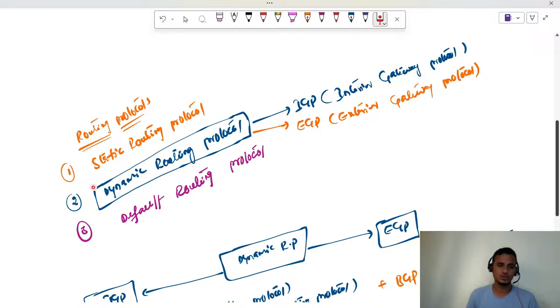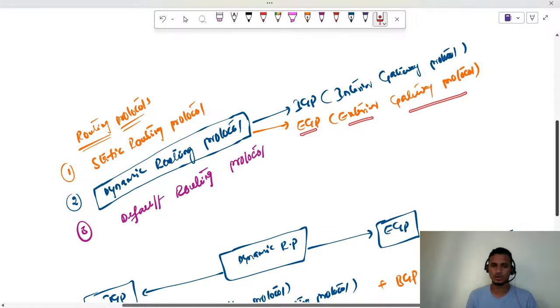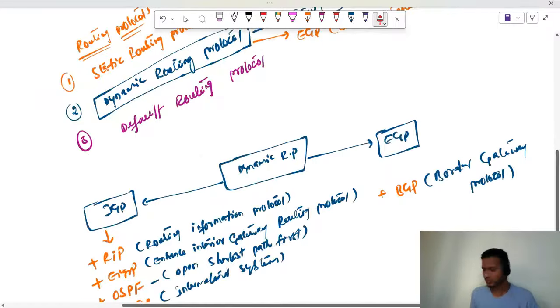Then again you need to take this point. The dynamic routing protocols are classified into two types: one is IGP and the other one is EGP. IGP stands for Interior Gateway Routing Protocol, and EGP stands for Exterior Gateway Routing Protocol. IGP is going to work within the autonomous system, and the EGP protocol, which is the BGP, is going to work between the autonomous systems.